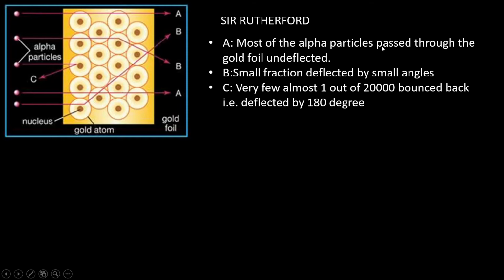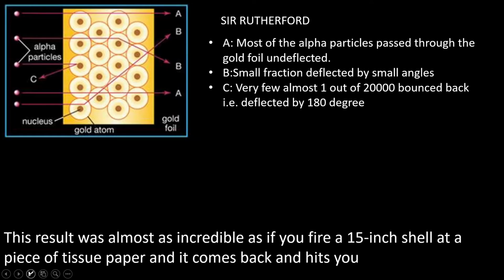Most of the alpha particles passed through the gold foil undeflected. Most of the alpha particles were of the A category. A small fraction of alpha particles were deflected by small angles, let us say 1 degree, 5 degrees, 10 degrees. This was the B category, but the majority was of the A type.